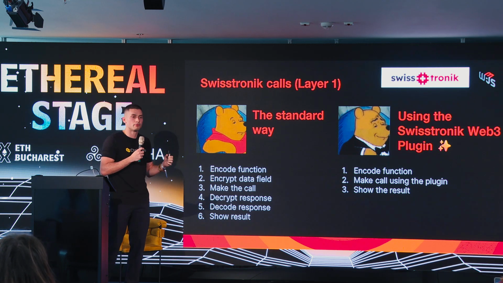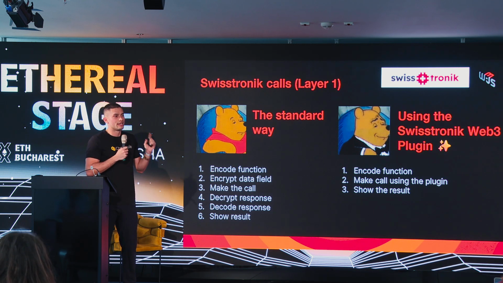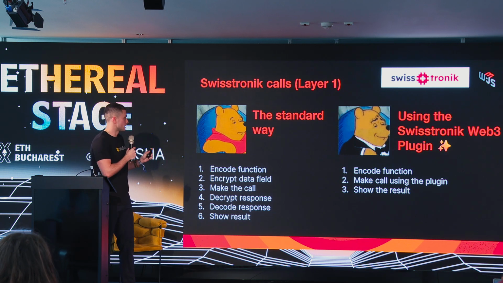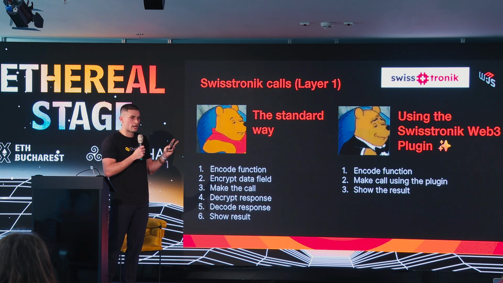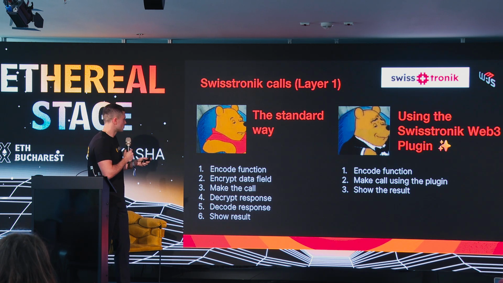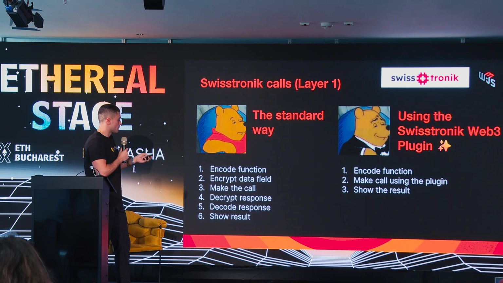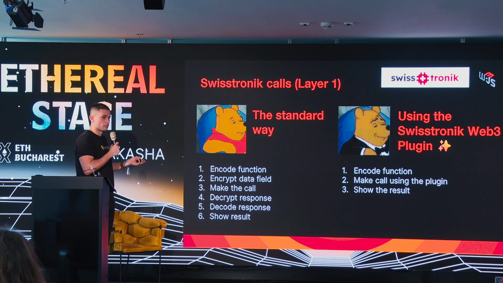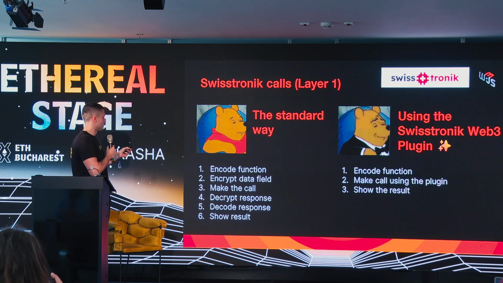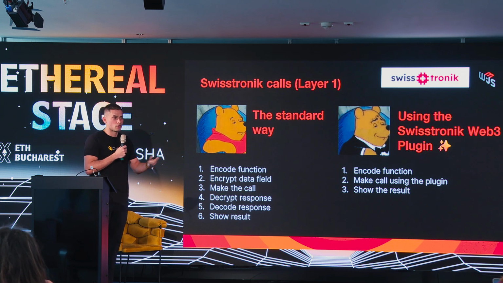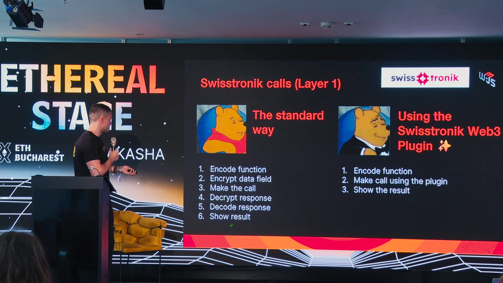Okay, and the last example, Swisstronic, which is an EVM layer 1 built on Cosmos SDK. They have some kind of privacy similar to Secret Network. The standard way to make a call in Swisstronic is that you need to encode the function ABI that you want to call in the smart contract. Then you need to encrypt the data field of the transaction. You need to make the call to the network. You need to decrypt the response, decode the response, and at the end you can show the result.